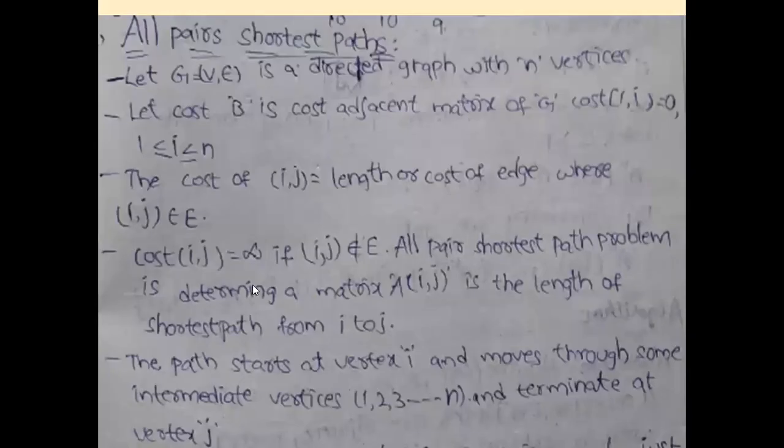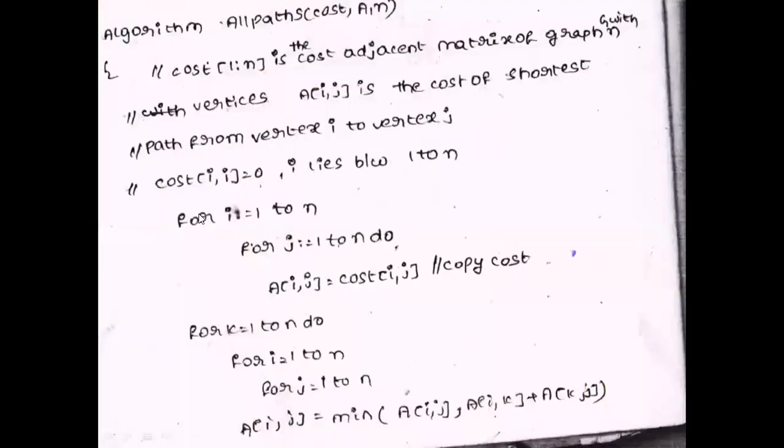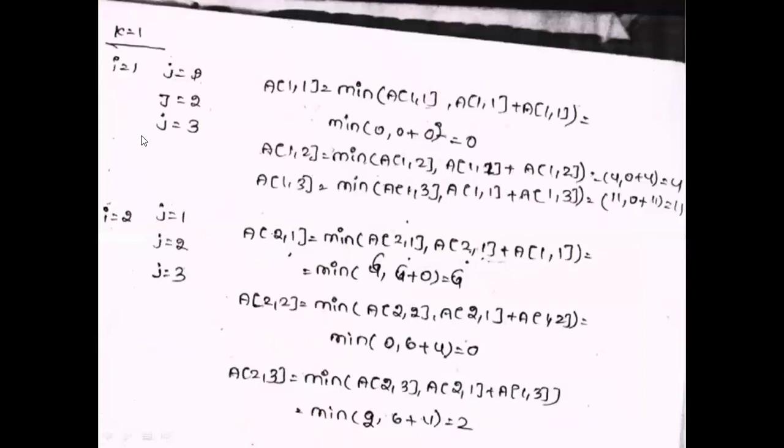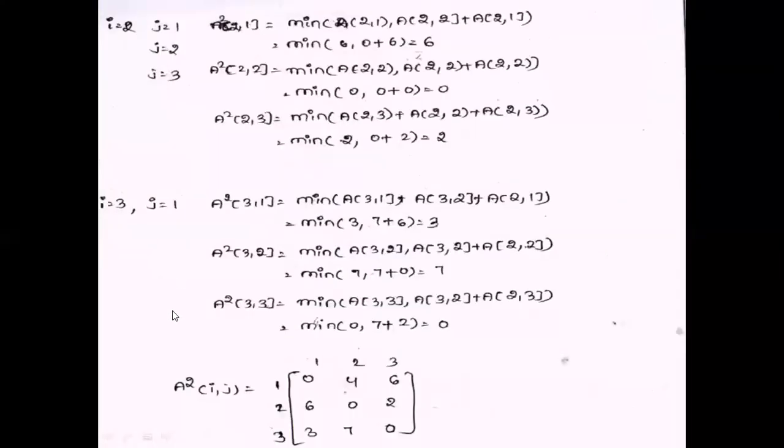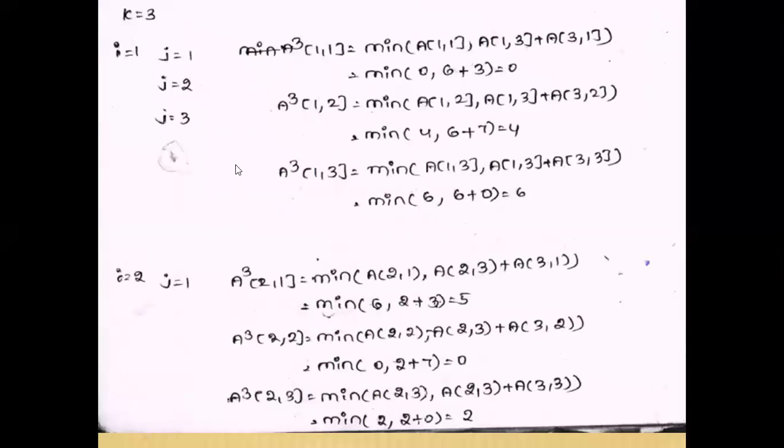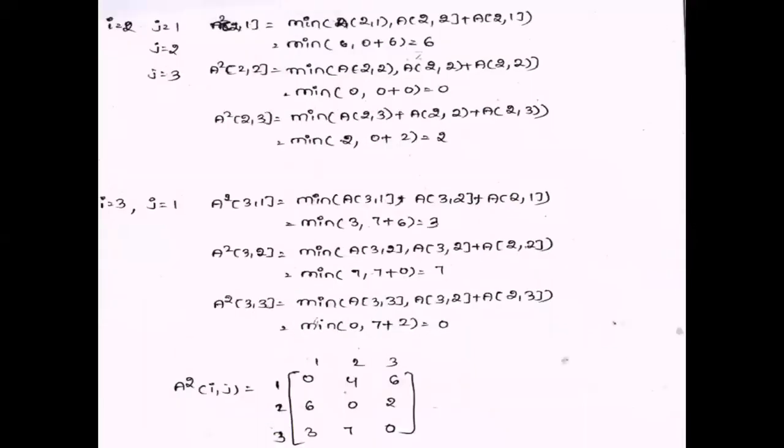So tomorrow we'll discuss how the algorithm is executed in all pairs shortest path. First we calculate A power 0, next A power 1, next A square, and next A cube. Tomorrow we'll discuss the algorithm execution. Next we will discuss the 0/1 knapsack problem.